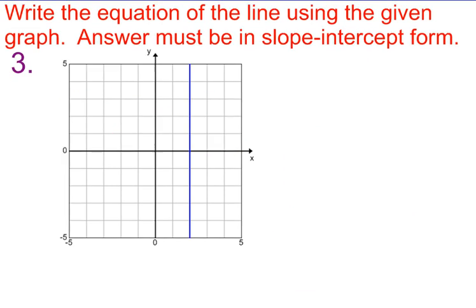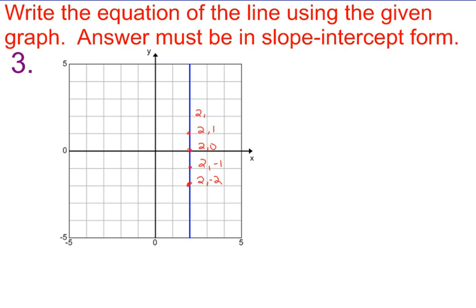The next one, hopefully I recognize this as a vertical line. And what happens to the vertical line is all of my x values are the same. So you will notice on this line, let me just name some ordered pairs. This ordered pair is (2, -2). This one is (2, -1). This one is (2, 0). This one is (2, 1).